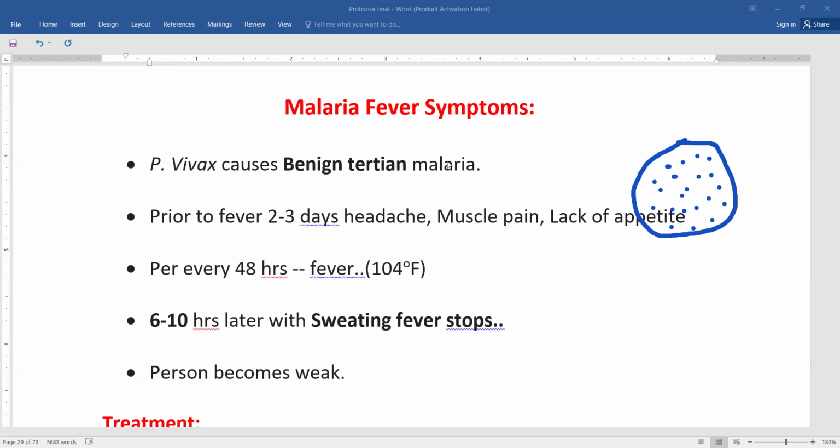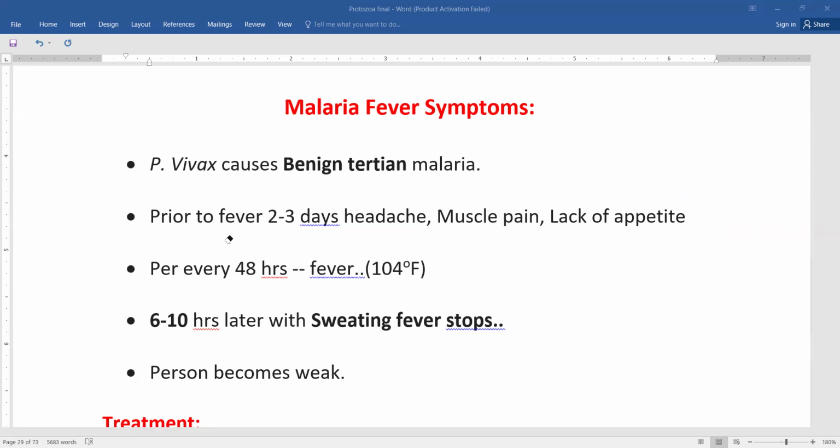When this RBC cell membrane is lysed or broken, these hemozoin granules are released into the blood plasma. When these hemozoin granules are released into the blood, then the chilling fever or malarial fever occurs.